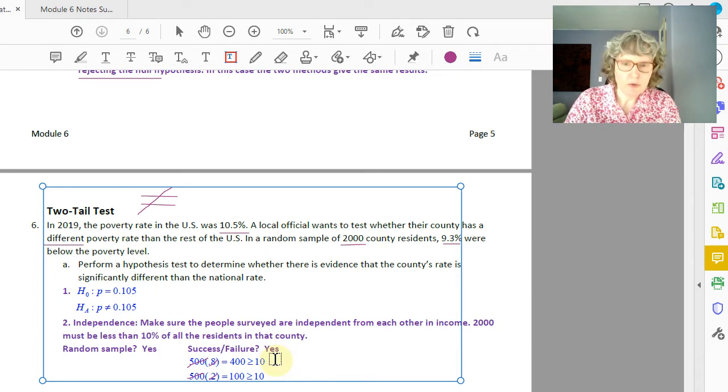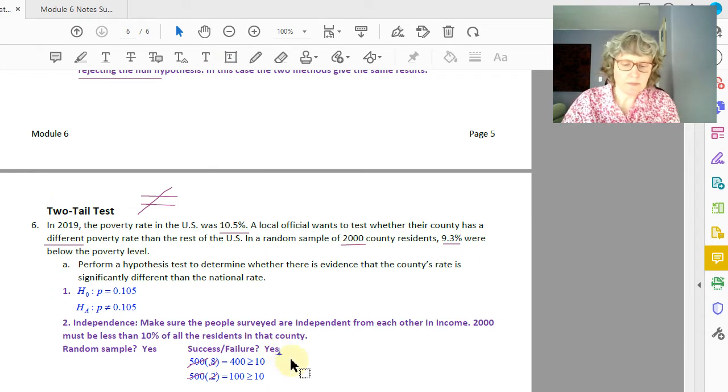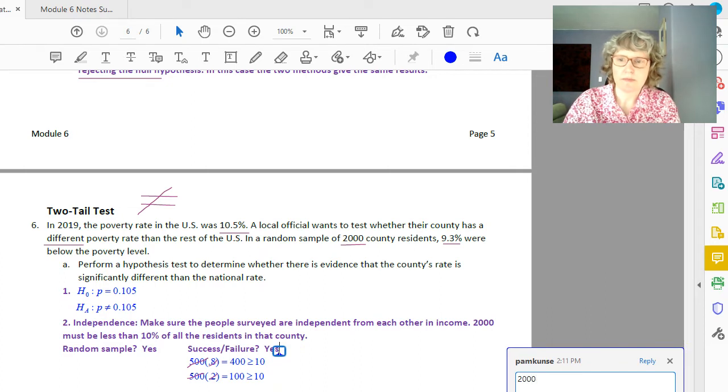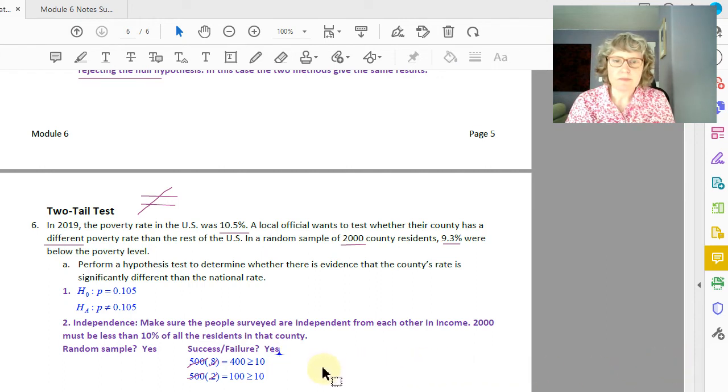So our n is 2,000. That is not really working. Okay, I will fix this and repost it. So it should be 2,000. So our n here is 2,000. And our p is 0.105. Sorry about that.